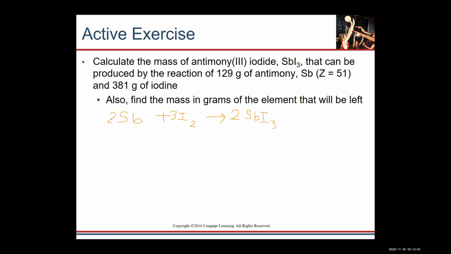Okay, so the first thing that you want to do is what? Put the givens. Okay, our givens. We have 129 grams of Sb, and we have 381 grams of I2.